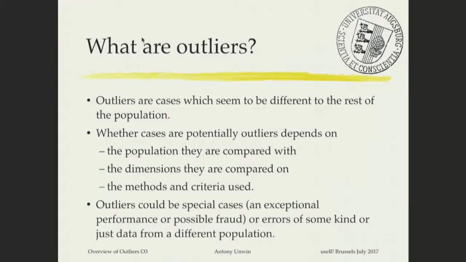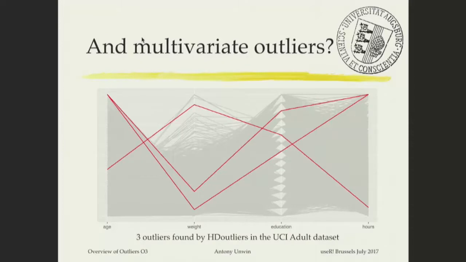Just a little bit about what we do with outliers. Well, it depends whether they're an exceptional case, like Bob Beamon's jump, possible fraud, errors of some kind, or just data from a different population. And then also what we really ought to get into is not single variable outliers, but multivariate ones.